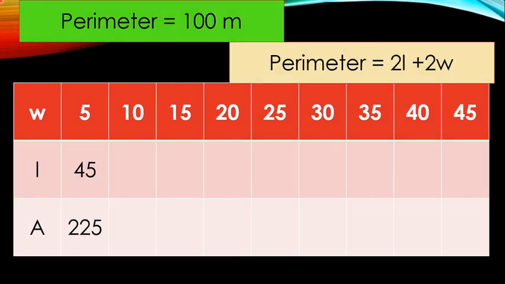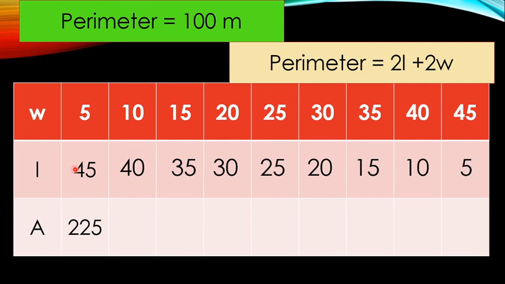So, given the perimeter which is 100, and given the formula for perimeter which is 2 length plus 2 width, given this width, which is 5, 10, 15, 20, 25, 30, 35, 40, 45. What are the possible lengths to form a perimeter of 100? Next to 45 is 40, 35, 30, 25, 20, 15, 10, and 5.